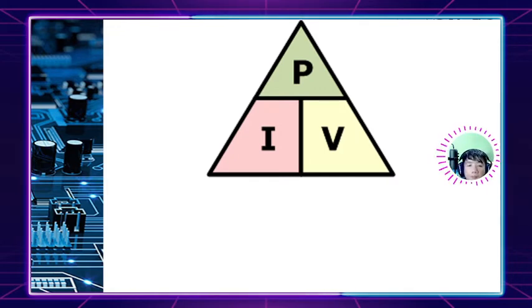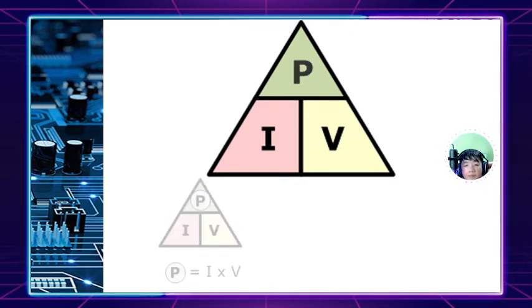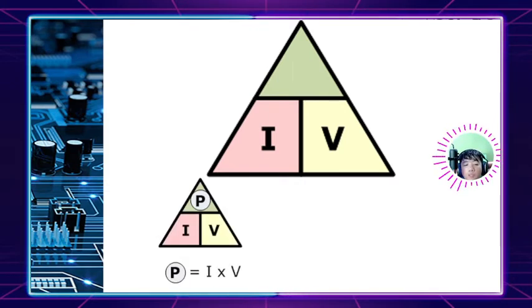Here, if you want to know the value of power, you have to cover this one again, so that you are guided. So P is equivalent to current and voltage. Power is equal to I times V, or current times voltage. So that's how you're going to determine the value of power based on the two charges.